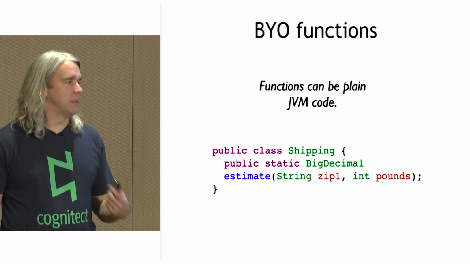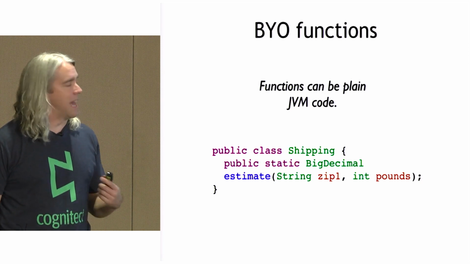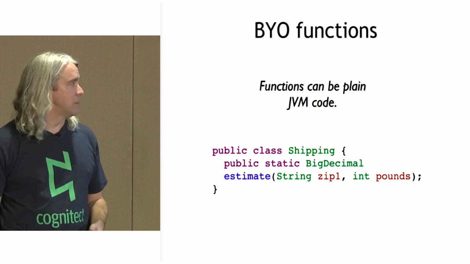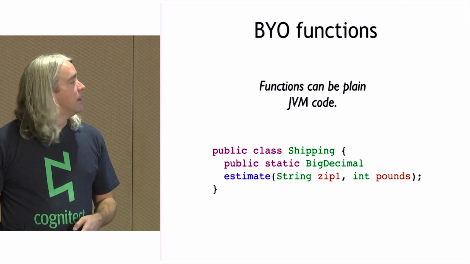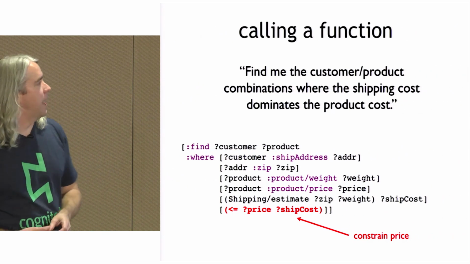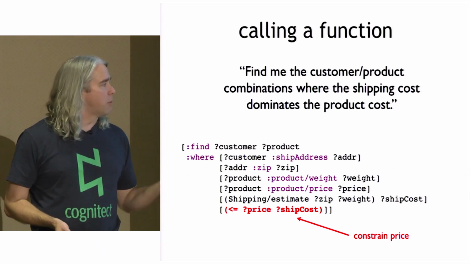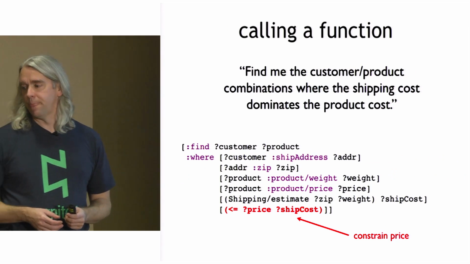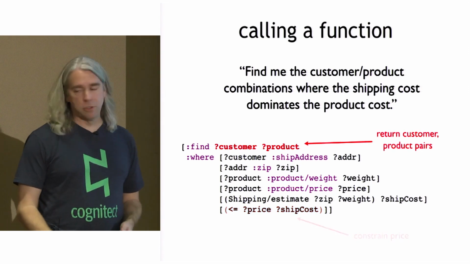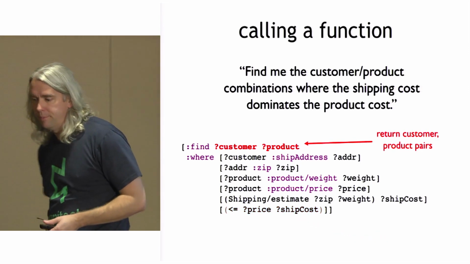Right? So in Clojure, you write them as a function. In Java, you write them as a static method. Right? So shipping/estimate calls this function. And then I'm going to say constrain this query result such that the price has to be less than or equal to the shipping cost. And then I return the customer and product pairs.